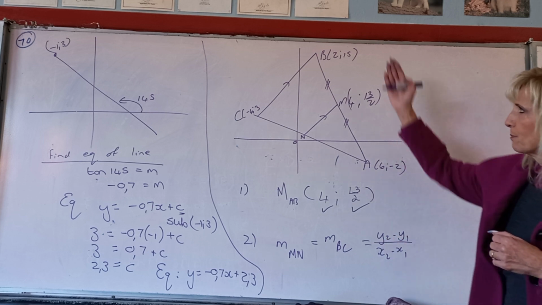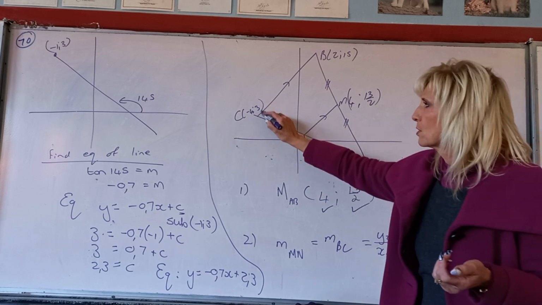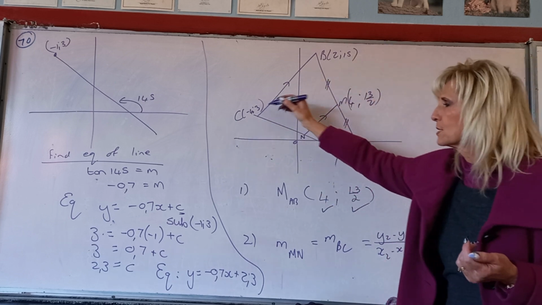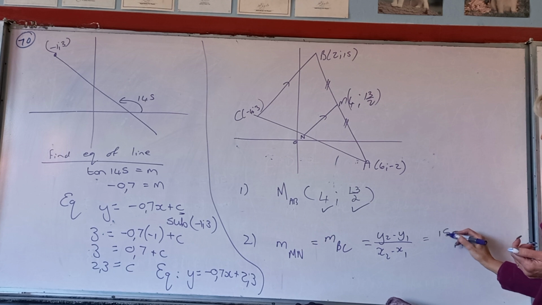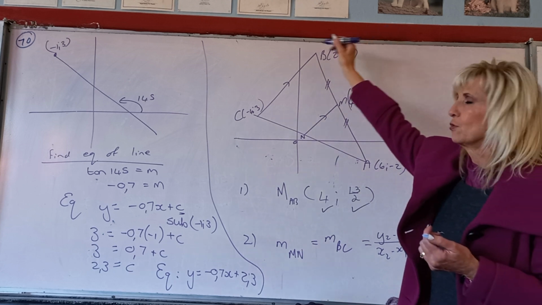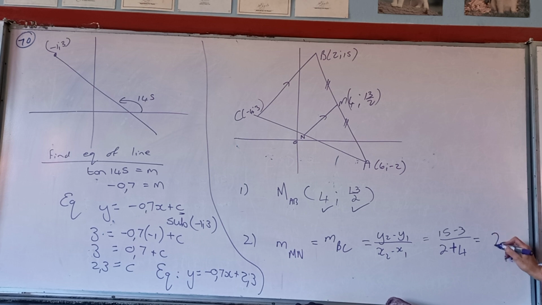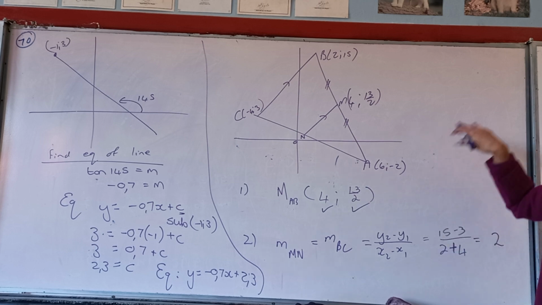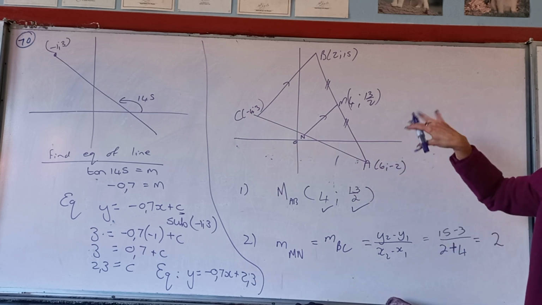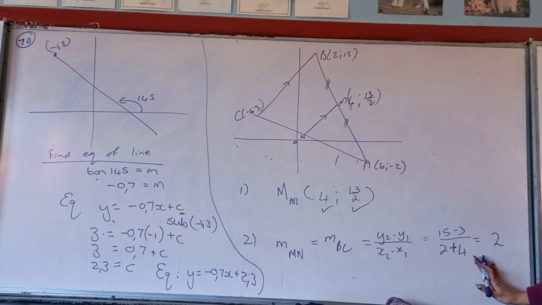And if you do that with B and C, which one are you going to start off with? If you say 15 minus 3, which is the y values, then you must say 2 minus minus, which will become a plus. That gives me 12 over 6, which gives me 2. Does 2 feel right? Show me a gradient of 2. It's positive. I'm not exactly sure how positive, but at least it's positive, if I didn't make a mistake.